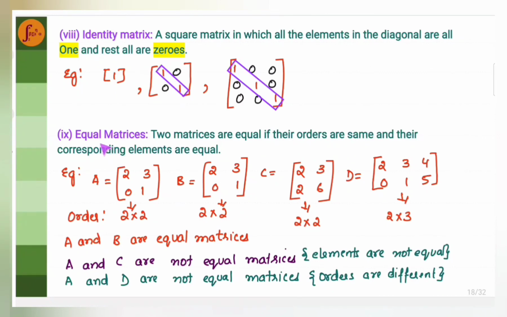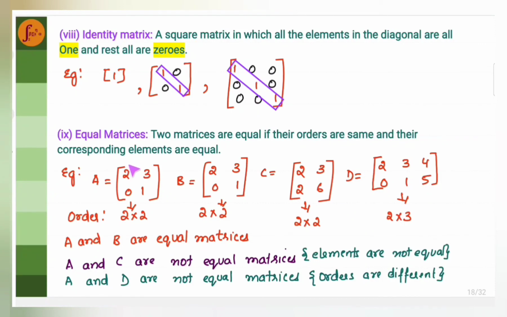The last type of matrix is equal matrices. That is, if you have 2 matrices, right, we can call them equal if their elements are same. Now look at this. You have 2, 3, 0, 1. Here also you have 2, 3, 0, 1. So elements in both these matrices are same. So this is one condition. The other condition is the order should be same, right? Order of this matrix A is 2 by 2. And order of this matrix B is also 2 by 2. So order is same.